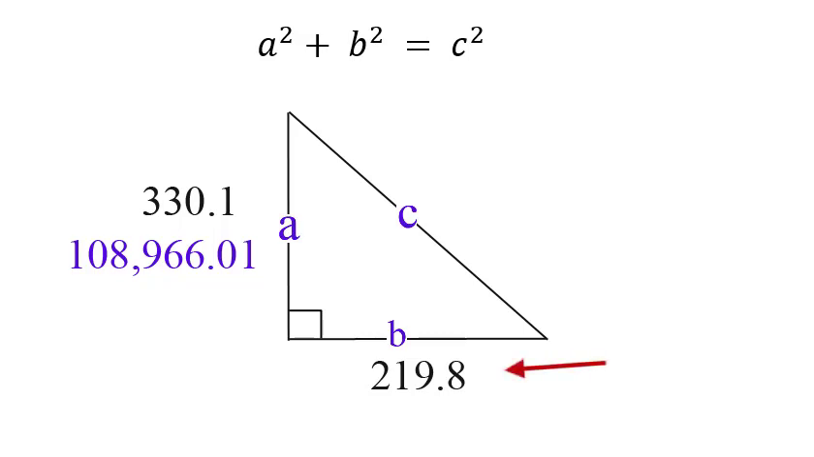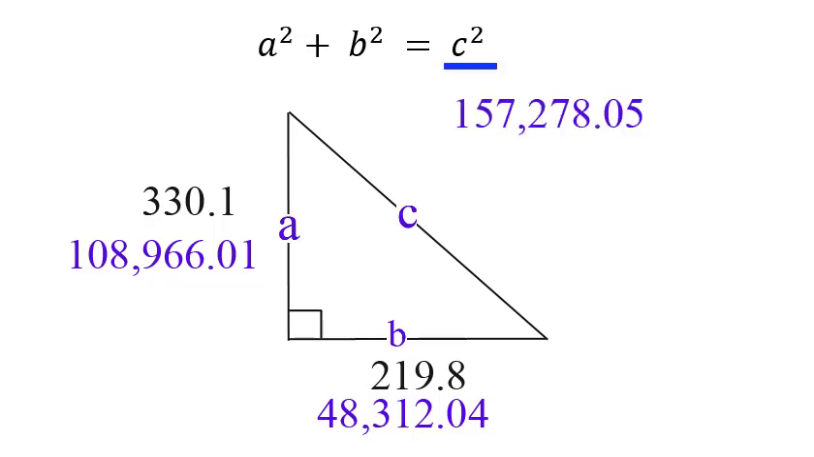We also multiply 219.8 times 219.8 for the b side right here. And that value is 48,312.04. Now we just follow this equation, a squared plus b squared. So we add this number here with this number, and that comes to this very large number right here.